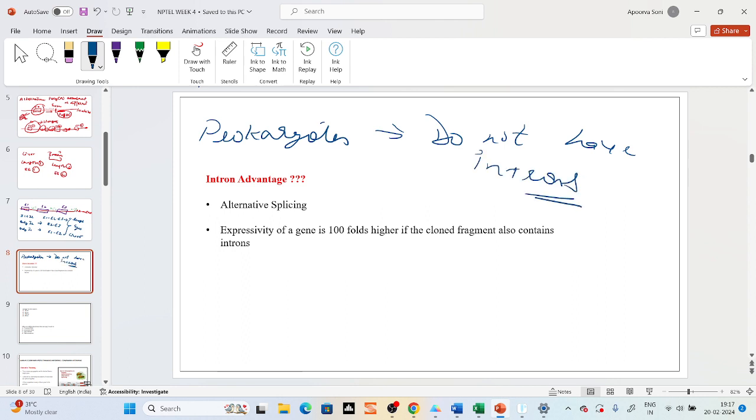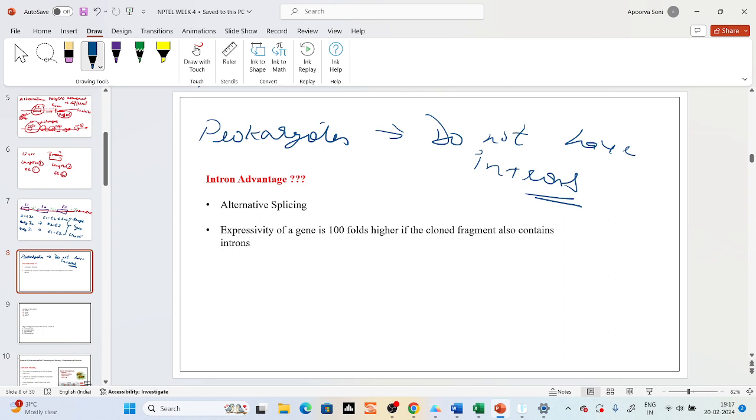And also prokaryotes do not have repetitive sequences as they are present in humans. So now why do you think that humans have intronic regions, although they are removed anyway? Because these intronic regions help to synthesize different proteins from the same mRNA.